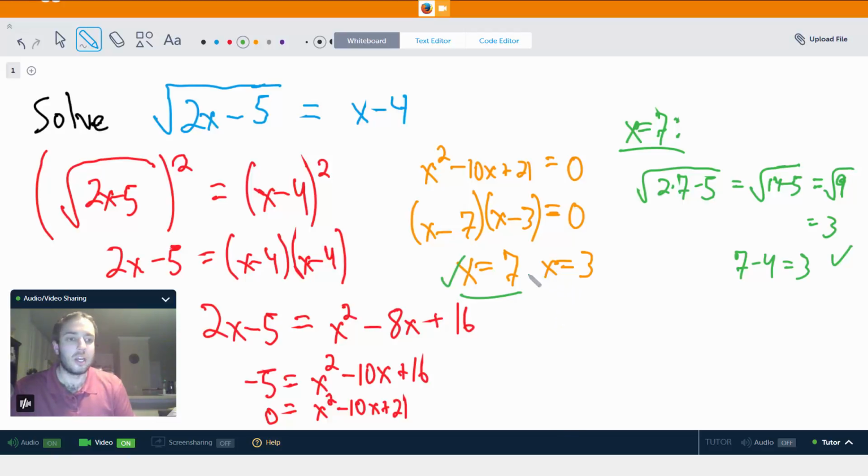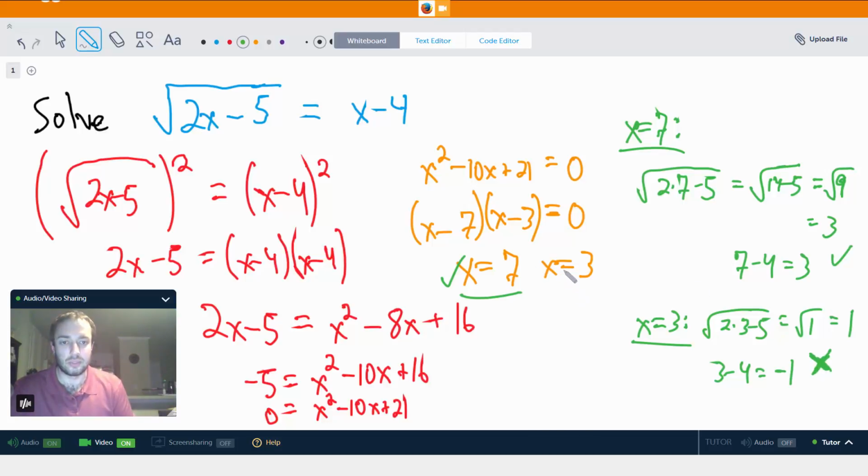How about x equals 3? Well, when x is 3, on the left-hand side, what happens? We have the square root of 2 times 3 minus 5. 2 times 3 is 6. 6 minus 5 is 1, so this is the square root of 1, which is just positive 1. What happens on the right-hand side? We have 3 minus 4, which is negative 1, and negative 1 and 1 are not the same. So this is actually bad. x equals 3 does not work. Okay, so x equals 3 actually doesn't work, and x equals 7 is the only valid solution.